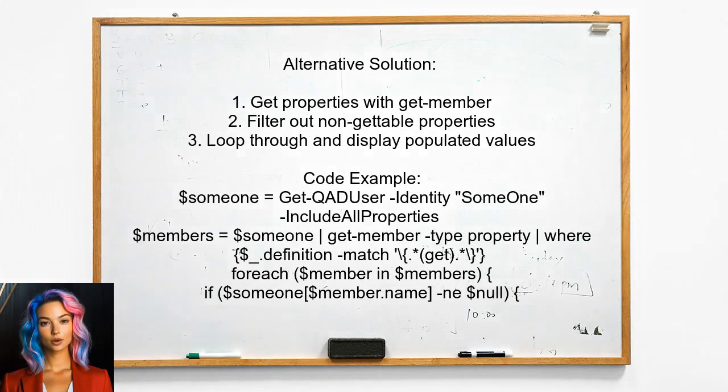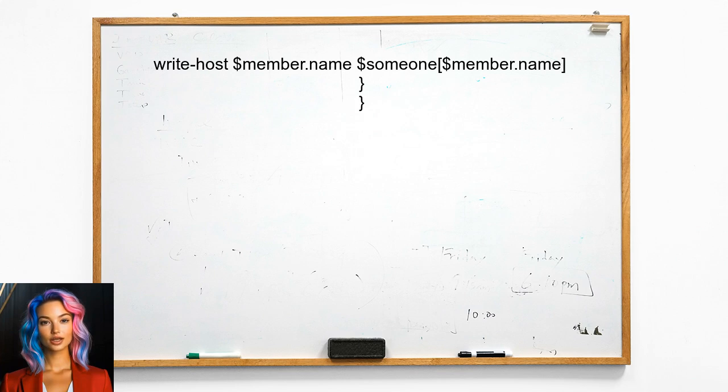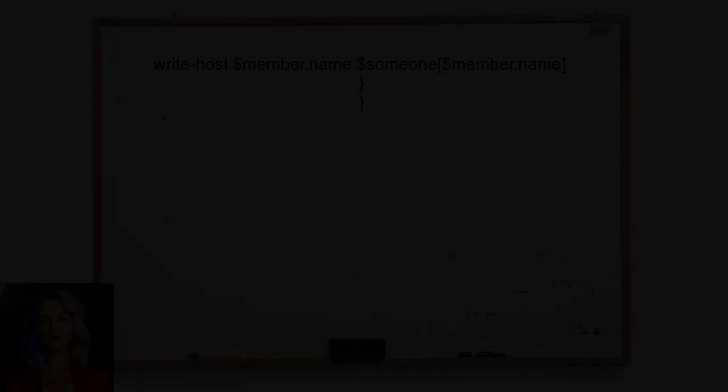An alternative approach involves first retrieving the properties of the user object using the getMember command. Then, filter out properties that are not gettable. Finally, loop through the filtered properties and display only those that have values.